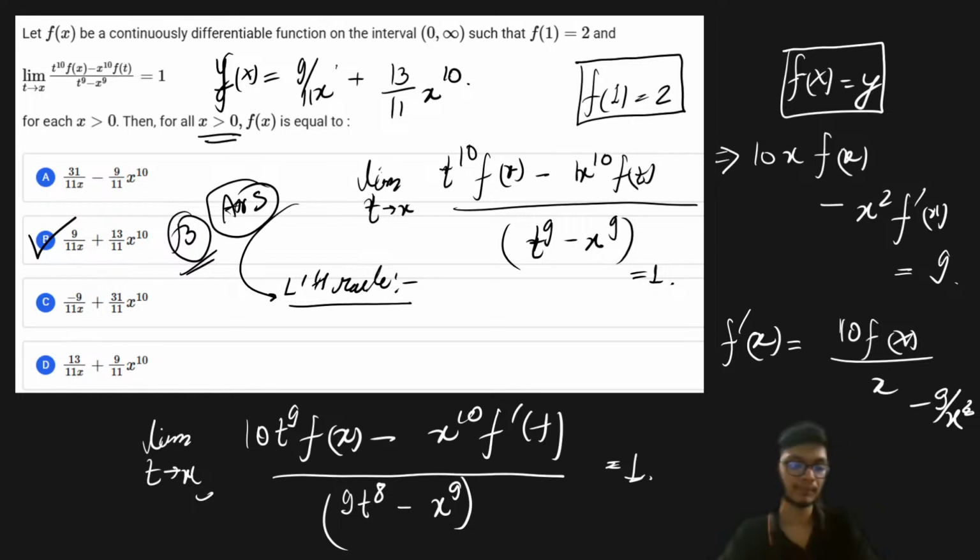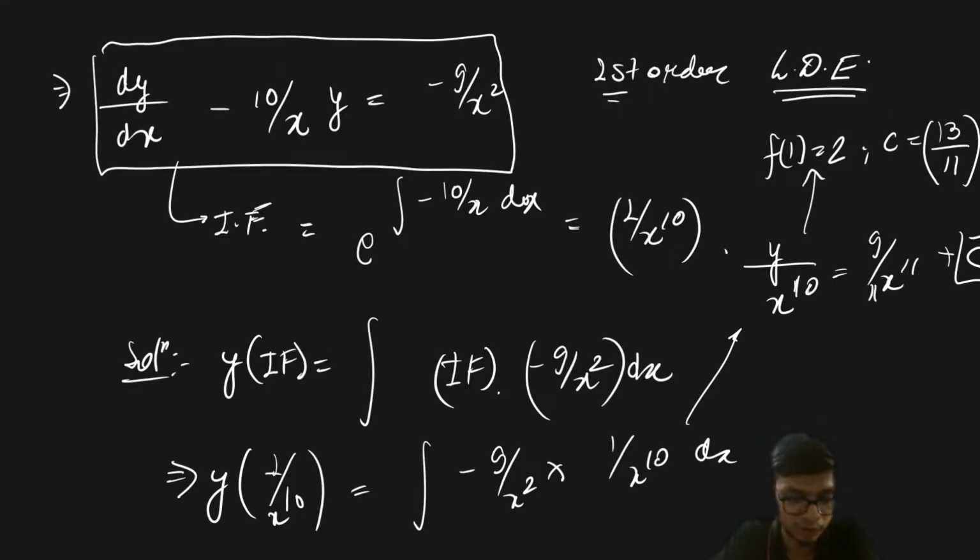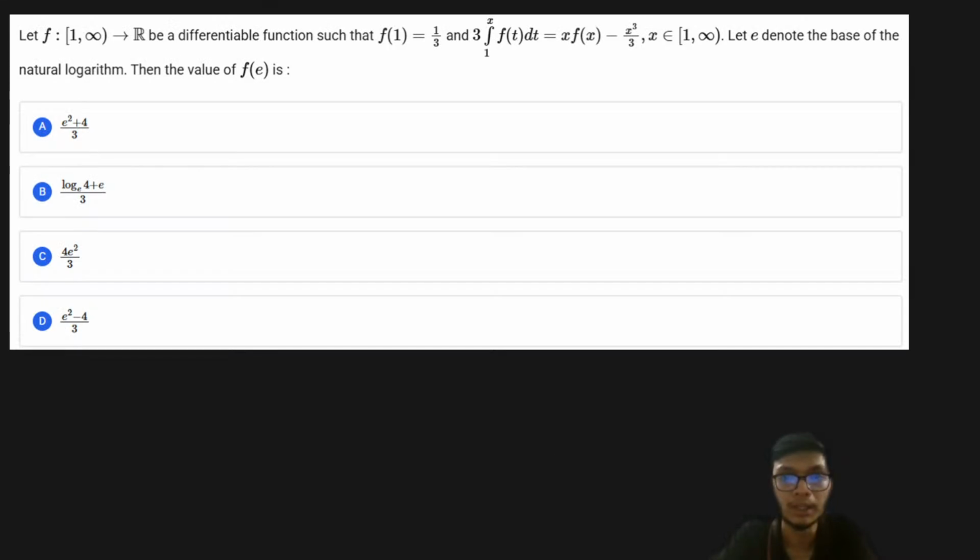Yes. What is your answer? Are you also getting option number B? Okay, so I think you have done it correctly. If you have any question, you can always keep me updated. Okay, so I guess the solution is clear now. Let us move to the next problem then.